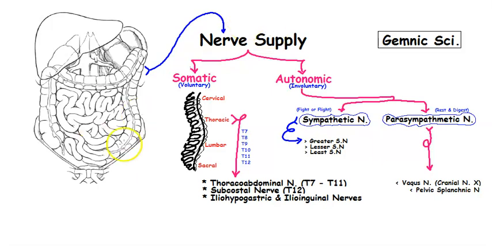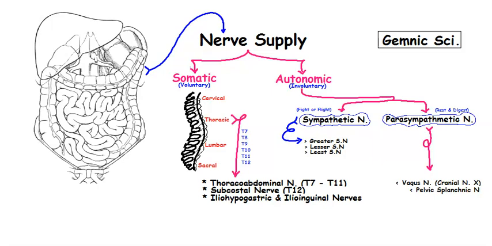Notice that the abdomen basically gets its nerve supply from two major sources, which is the somatic, also known as the voluntary, and here we have the autonomic, which is involuntary. The somatic basically controls the muscles and the skin of the abdominal wall, while the autonomic nerve basically controls the internal organs without even you thinking about them.